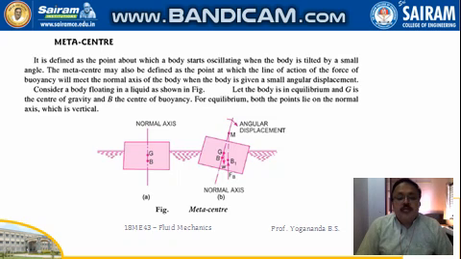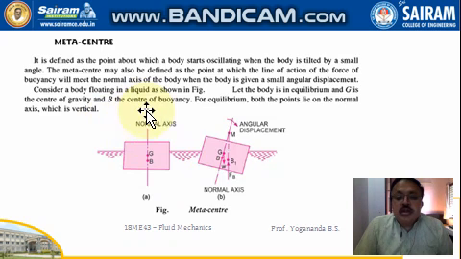Now metacenter. What is metacenter? It is the point about which a body starts oscillating when the body is tilted by a small angle. Before we apply a small tilt here, the position of the body is this. After I give a small tilt here, just applying a small rotation, the body gets tilted to the new position now. So what is the definition now? It is the point about which the body starts oscillating when the body is tilted by a small angle.